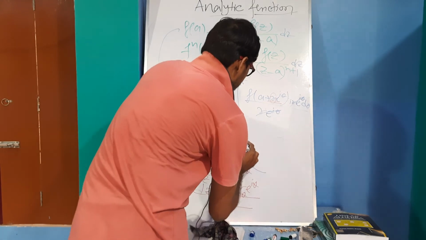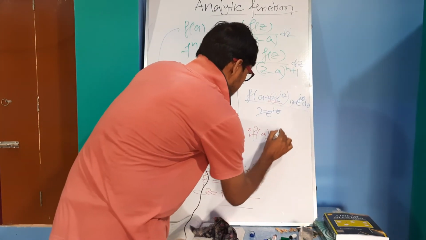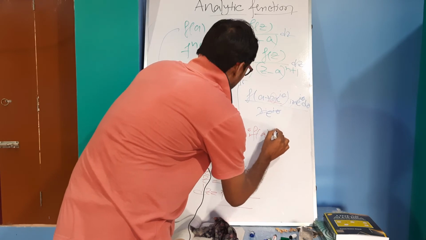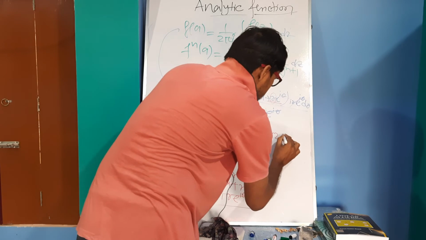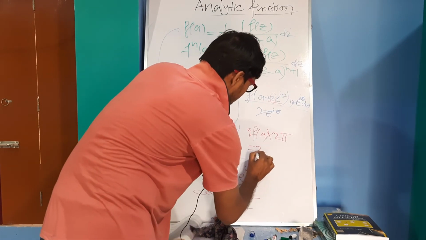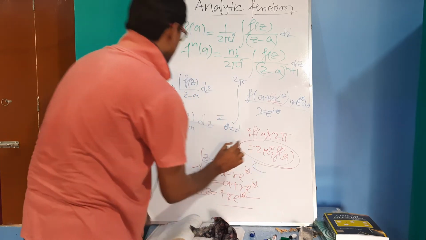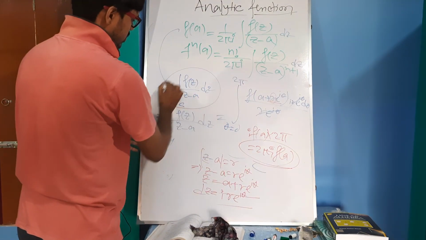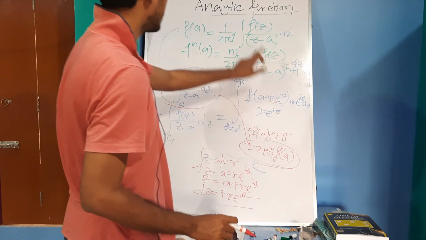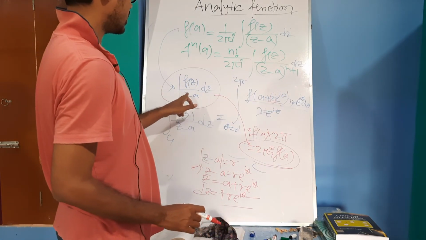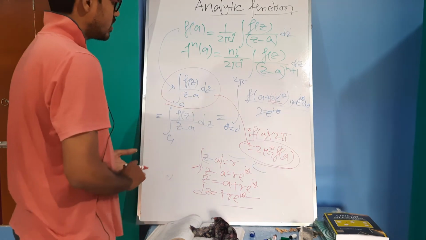So in that case, f of a will be outside of the integration, and there will be only d theta, so you can write it as 2 pi. So 2 pi i into f of a. So this integration value is equal to 2 pi i f of a. So f of a will be equal to 1 by 2 pi i, integration over c, f of z by z minus a.